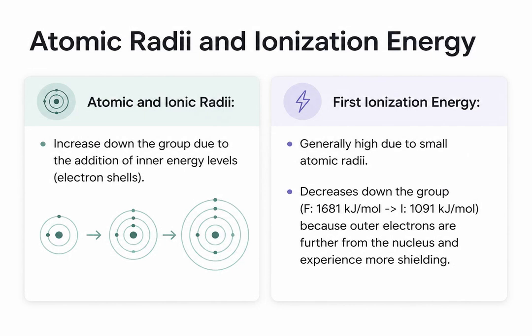Looking at the atomic structure, the atomic and ionic radii naturally increase as we go down the group because each subsequent element has an additional electron shell. Consequently, the first ionization energy decreases down the group. As the outermost electrons get further from the positive pole of the nucleus and experience more shielding from inner electrons, they become easier to remove.